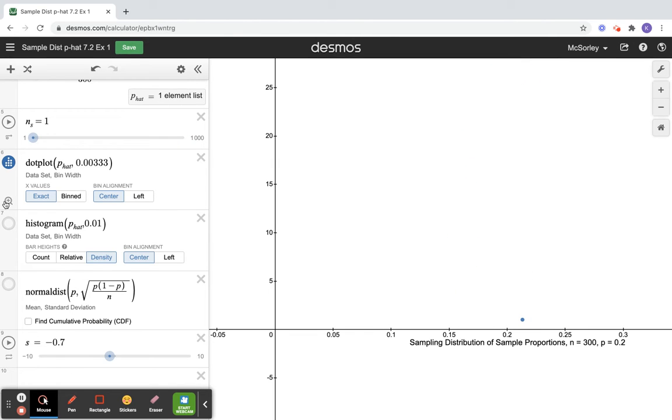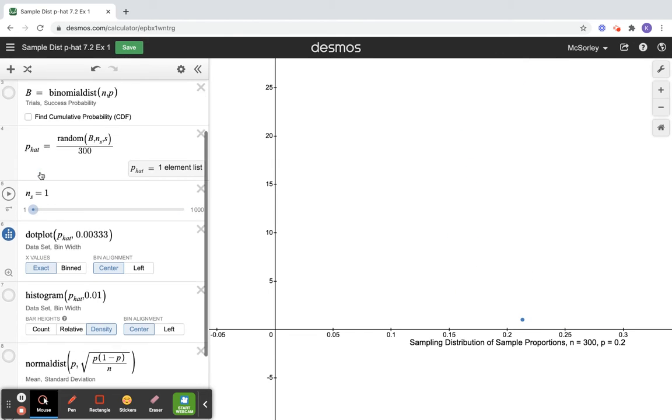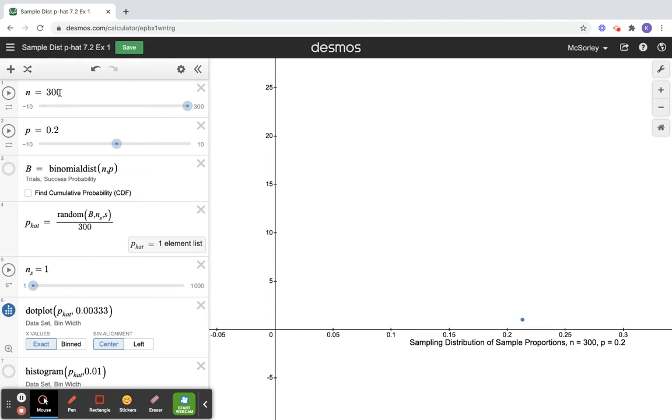And so, right, I'm going to select a sample of 300 people. The probability that they were business majors is 20%, right? So right here, I have one sample proportion, right? And that's about 0.21 or so, right?